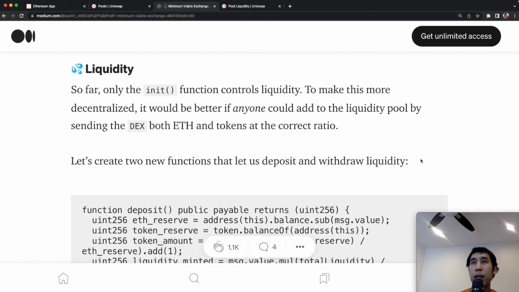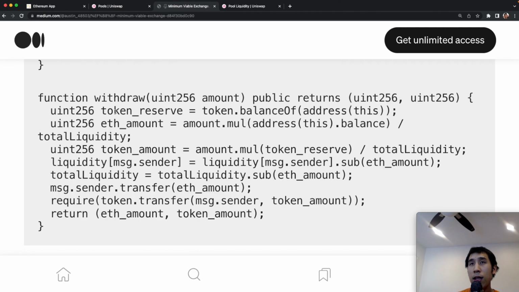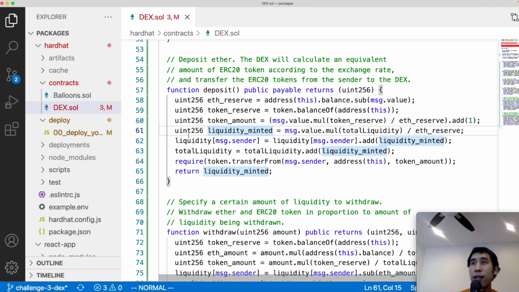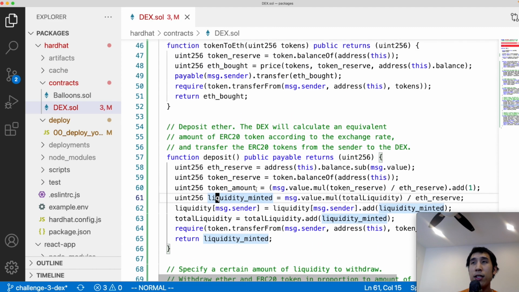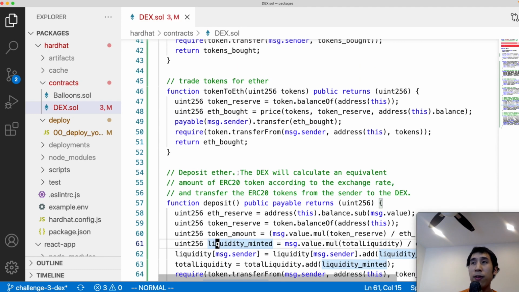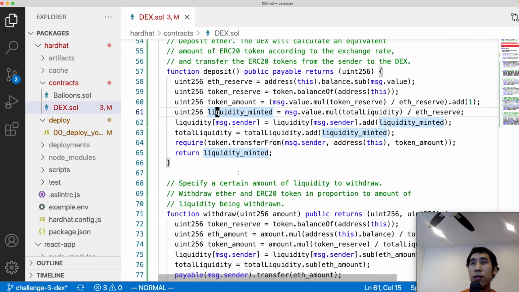Going back to the minimum viable exchange tutorial by Austin Griffith, we are now ready to add these methods to provide liquidity for our DEX. There's one method to deposit liquidity, and there's a second method to withdraw liquidity. Back in our Hardhat project, I've added these two methods into our DEX contract. For an overview of the existing code in this DEX, I recommend watching my 2 previous videos, because in this video, I'm only going to focus on the deposit and withdraw methods.